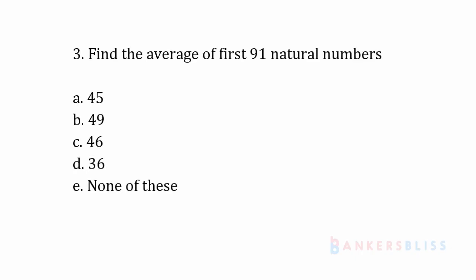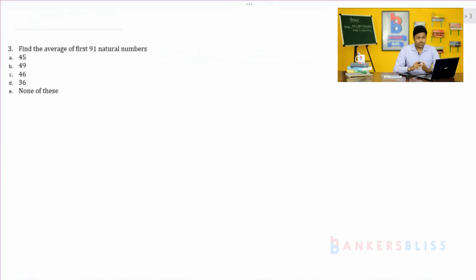Problem number 3. Find the average of the first 91 natural numbers. So, first 91 natural numbers you have to calculate. It is very difficult to calculate the sum of the first 91 natural numbers. The sum means you have to calculate 1 plus 2 plus 3 plus 4 plus 5, like that till 91. Orally, to calculate this is impossible in the given period of time.